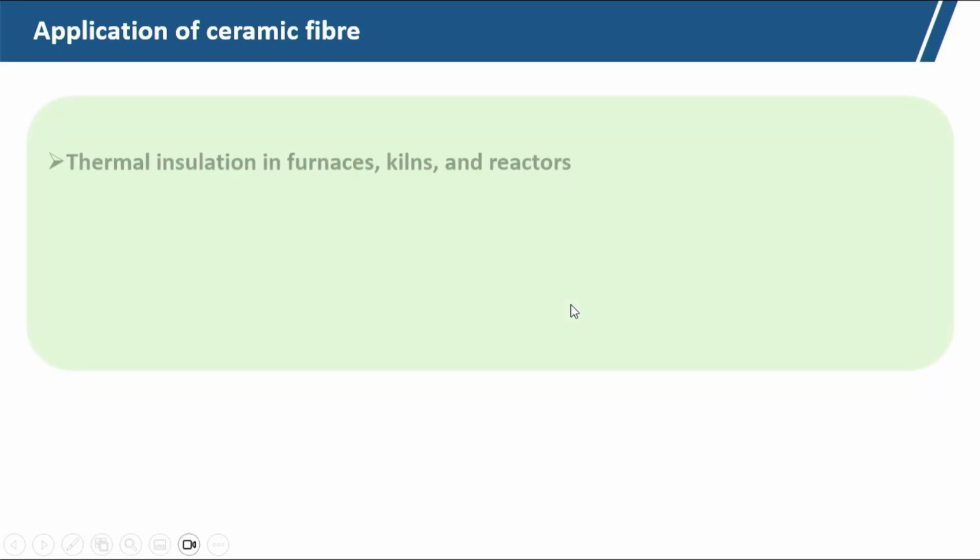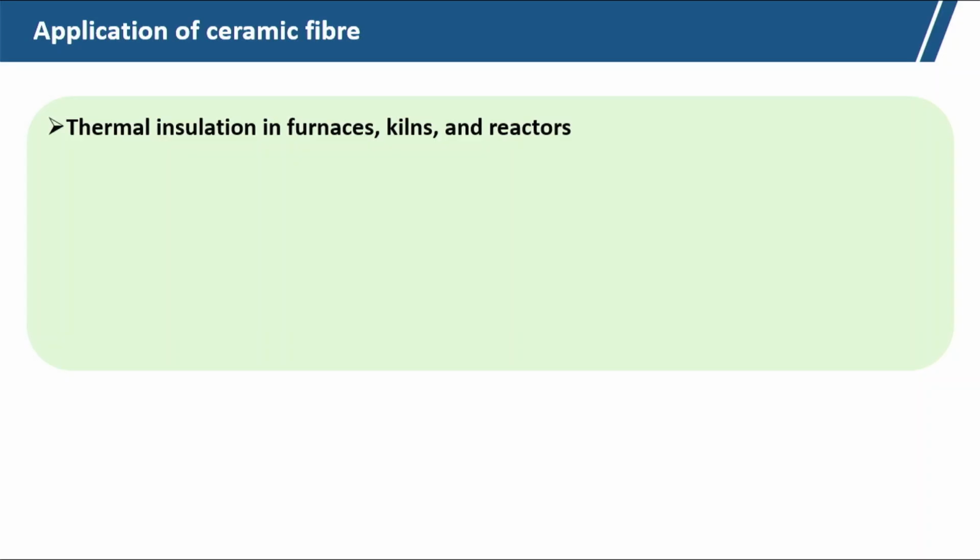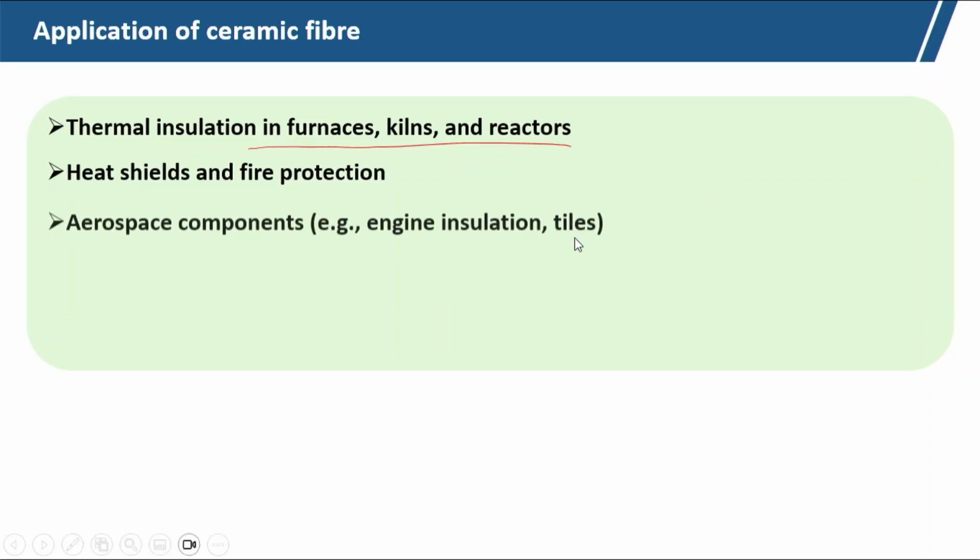Now, if we see the applications, most of the applications are where high temperature conditions are there. So, thermal insulation in furnace, kiln and reactors. In those applications very high temperature conditions are there. So, for those applications we can use this ceramic fiber, heat shield or fire protection, that heat shield jacket. So, we can use that for any application where very high temperature conditions are there.